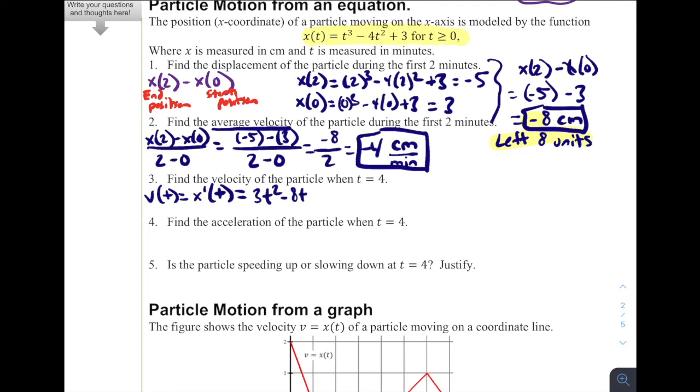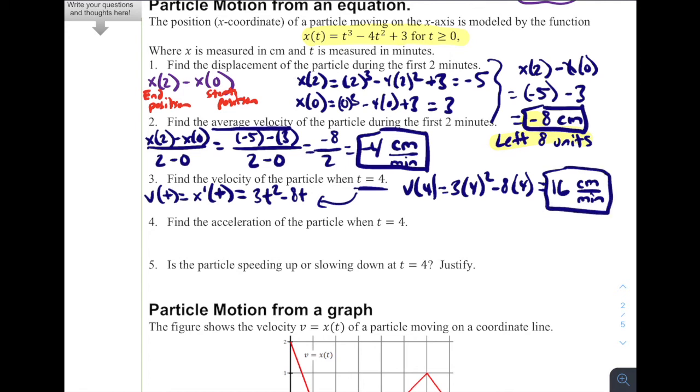So if I want to know the velocity when the time is 4, we're going to plug 4 into that equation. So it looks like v of 4 is going to be equal to 3 times 4 squared minus 8 times 4. Altogether, that looks like that's going to be 16. And again, we want to tie into the units here because it's velocity. It's going to be distance divided by time here. So centimeters per minute, just like the units from number 2. So 16 centimeters per minute would be my answer for number 3.